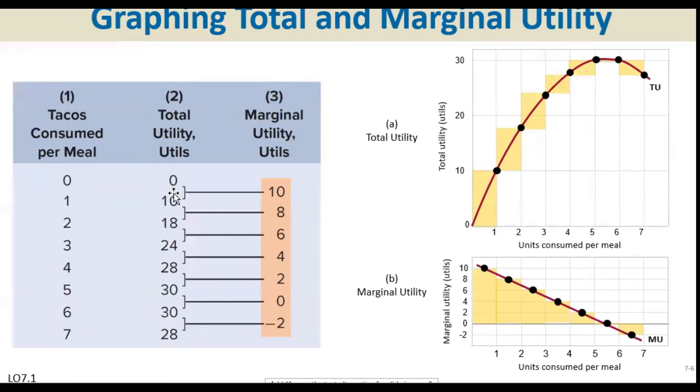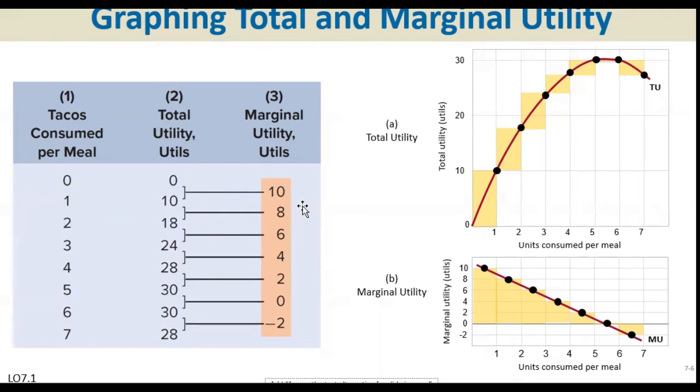Okay, let's see some illustration. In this slide over here, you have a schedule that represents, in our example, tacos consumed per meal, and you have the total utility derived from the consumption of the tacos, and you have the marginal utility. So here are the quantity consumed and your total utility by consuming the appropriate quantity. For instance, if you don't consume anything, you don't have any total utility. By consuming one, you have 10 total utils, and 2, you have 18.